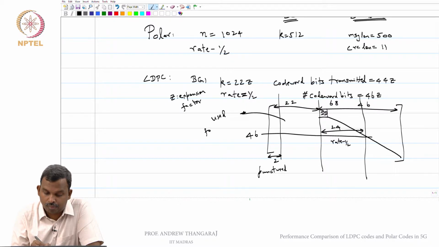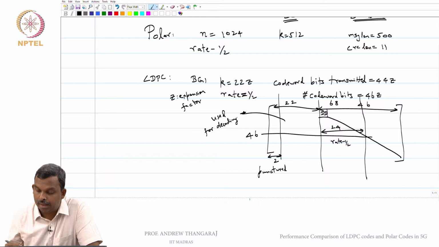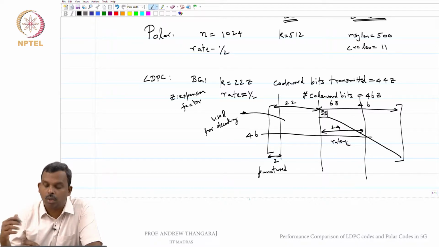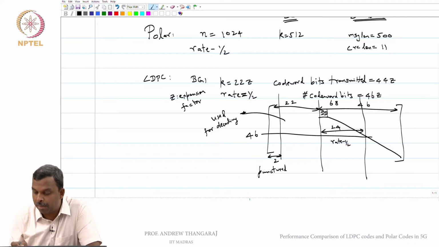So this is something that we saw before in one of the lectures on how to adapt the rate matching to the LDPC codes. Okay, so this is just some numbers. Remember, even though you have 46Z, the first 2Z gets punctured, only 44Z is transmitted, so you have a rate of half. That's number one.